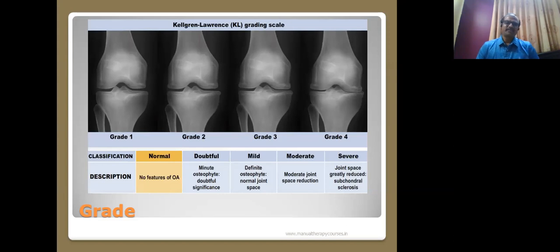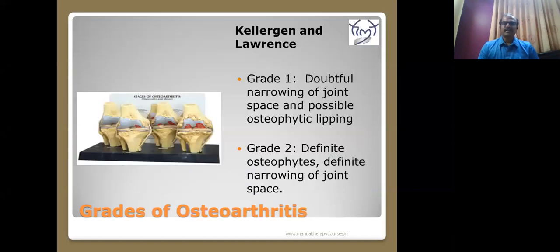As we look in, X-ray is not going to be the definitive criterion to say that they have OA knee. But of course, you could consider the joint space and other factors. Grade 0 has no features of OA, which is normal, and doubtful is a minute osteophyte of doubtful significance. Then we have osteophyte with normal joint space, and it goes on like that. These are the four grades, with their various presentations: narrowing of joint space and possible osteophyte lipping, and then definite osteophytes and definite narrowing of joint space.